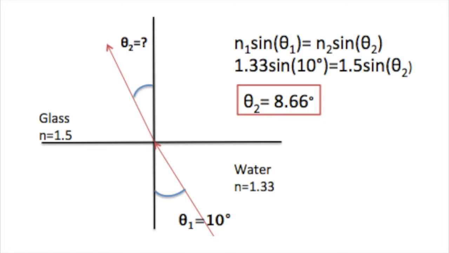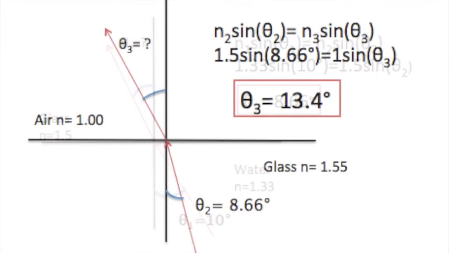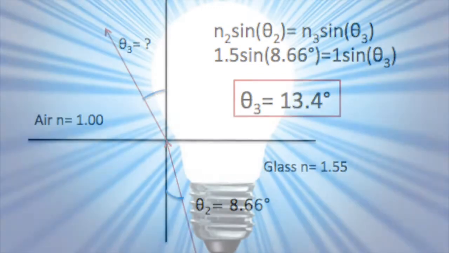We plug in these numbers in the Snell's law equation, we find that the light ray in the glass is 8.86 degrees from the norm, as expected. The angle of the light ray in glass is less than in water because the light's velocity is faster in water than in glass. So to compensate for the lack of speed, the light takes a shorter path. Then the light travels from glass to air to hit your eye so you can see the straw. N for air is 1, so when we plug the numbers into the formula, we get 13.4 degrees.